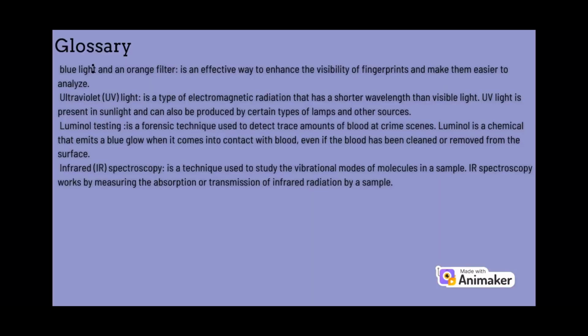Glossary. Blue light and an orange filter is an effective way to enhance the visibility of fingerprints and make them easier to analyze. Ultraviolet, UV, light is a type of electromagnetic radiation that has a shorter wavelength than visible light. UV light is present in sunlight and can also be produced by certain types of lamps and other sources.